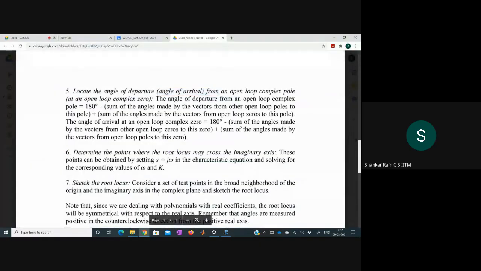We essentially do it this way. So what is the formula? Once again, this comes from the angle condition. The angle of departure from an open loop complex pole will be equal to 180 degrees minus the sum of the angles made by the vectors from other open loop poles to this pole, plus the sum of the angles made by the vectors from open loop zeros to this pole. That's how we need to calculate it.